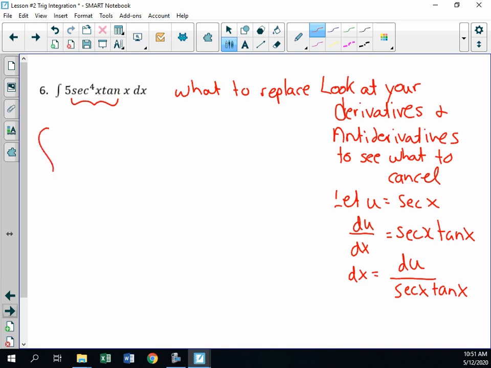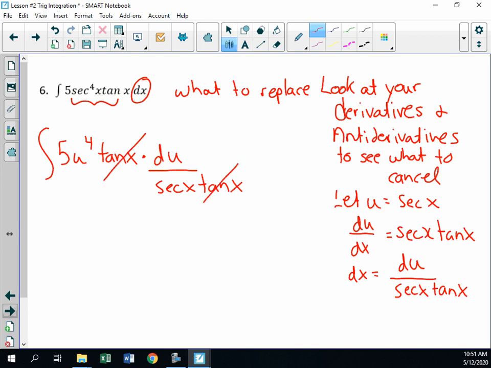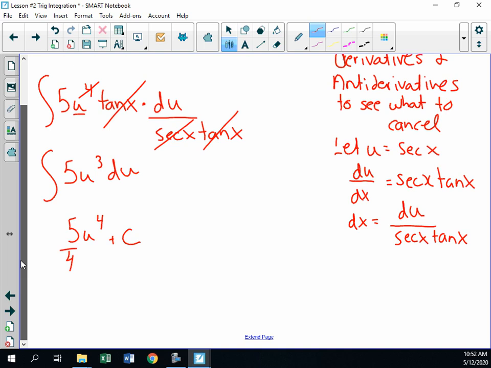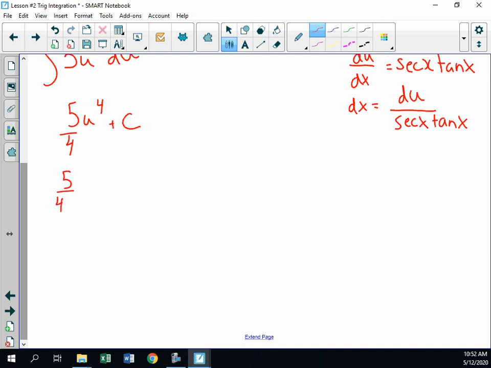So when I go and plug it back in here, I have 5 u to the power of 4 tan x times, replace this, du over secant x tan x. What happens? My tan x's cancel, and one of these secant x's cancel. Remember, this is secant x. So I'm left with 5 u to the power of 3 du. Now I'm going to get the antiderivative, which is going to be 5 u to the power of 4 over 4 plus a constant. Plug back in my secant, 5 over 4 secant to the power of 4x plus a constant. And that is how we do our u substitution.